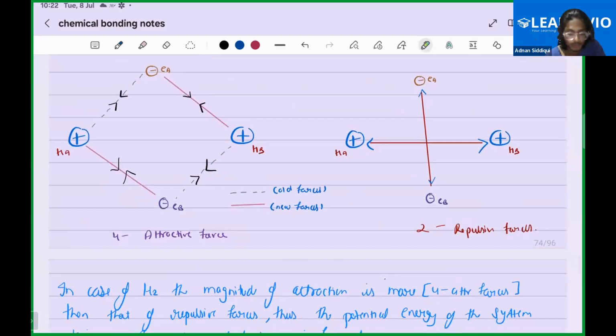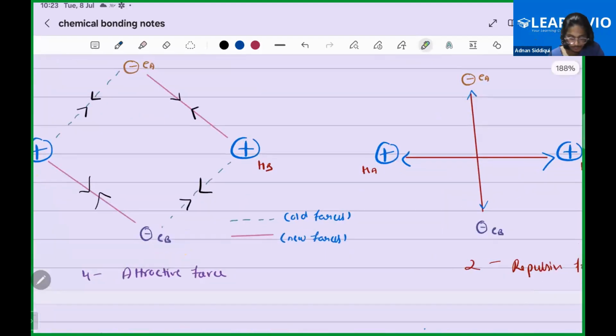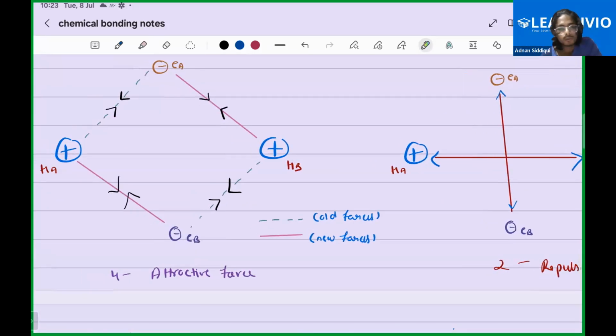So try to see it carefully. This is hydrogen B, this is hydrogen A, right? Now, this is hydrogen A's electron, this is hydrogen B's electron, right? Now, the old forces we have shown by this dotted region. The old forces are the ones which were present even before the two atoms came close to each other.